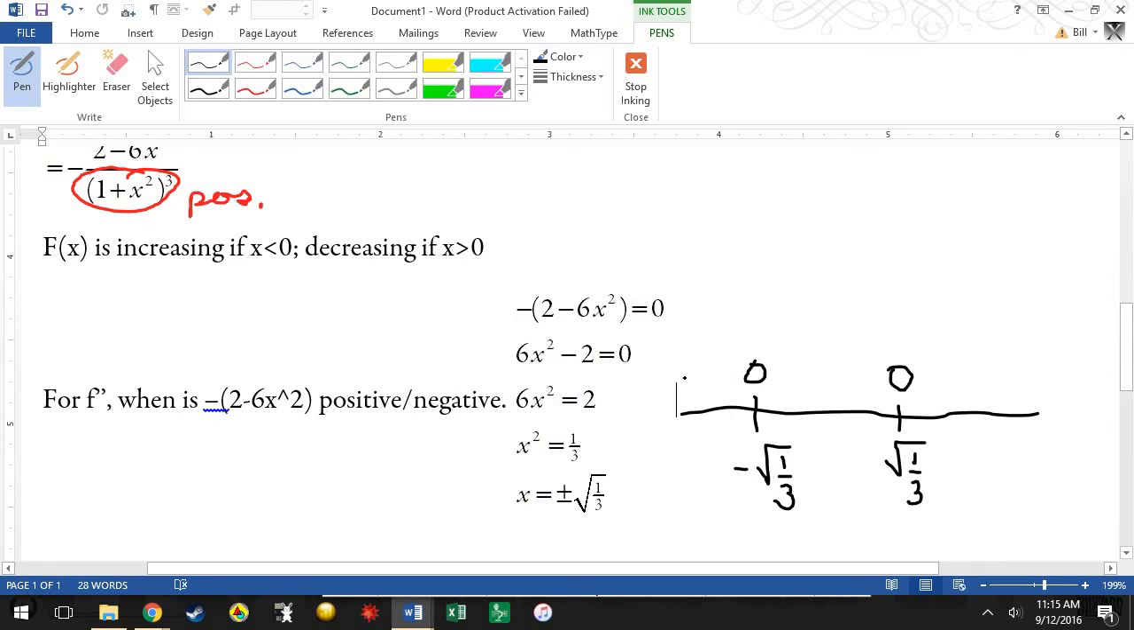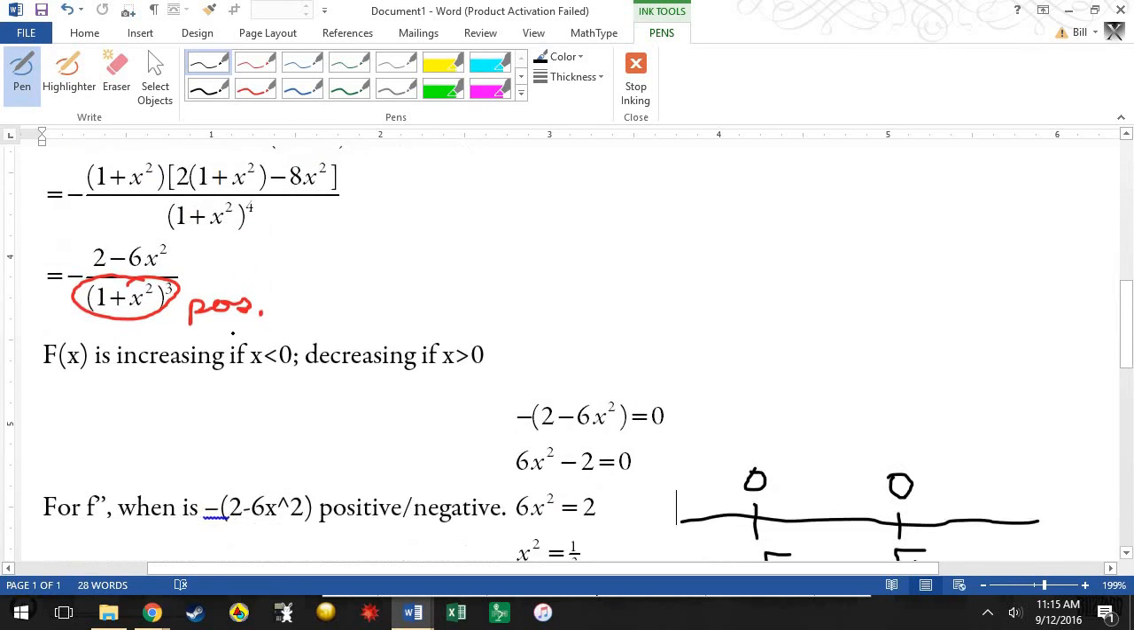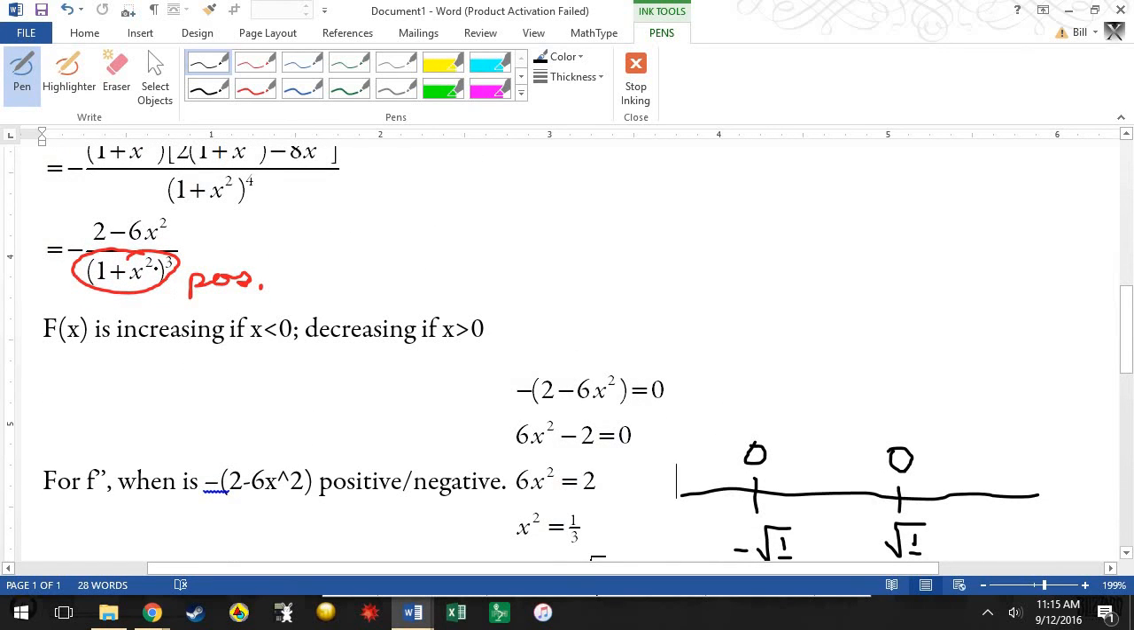Now I need to pick a test value. A test value out here less than negative root 1/3, a test value in here where it's between these two values, and a test value in here where it's greater than root 1/3. And remember, I'm still going to ignore the bottom here. The bottom's always positive. I don't care about the exact value of the second derivative, all I care is if it's positive or negative. Since the bottom is always positive in this case, I may disregard it.